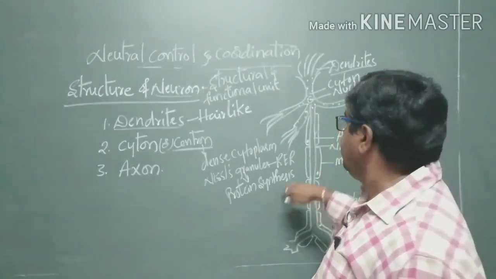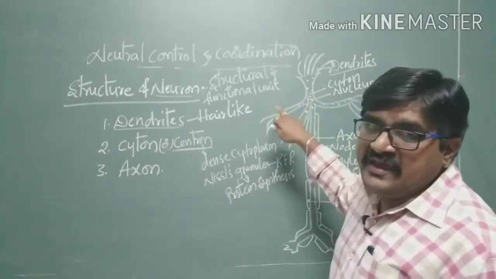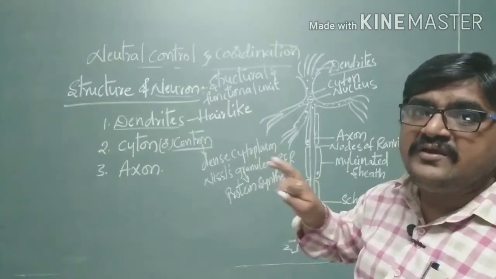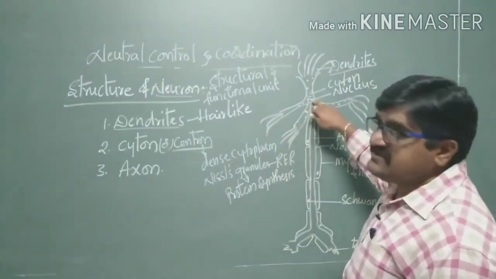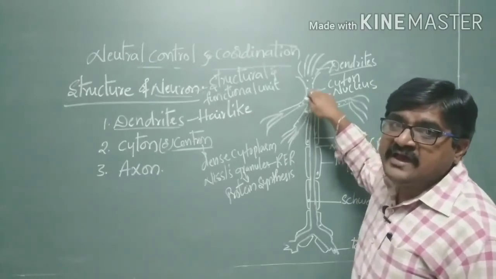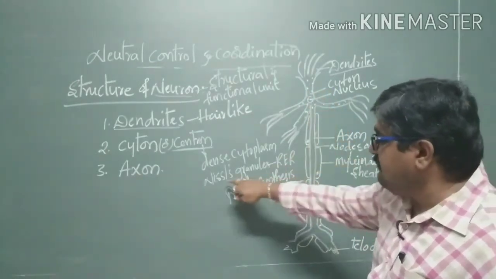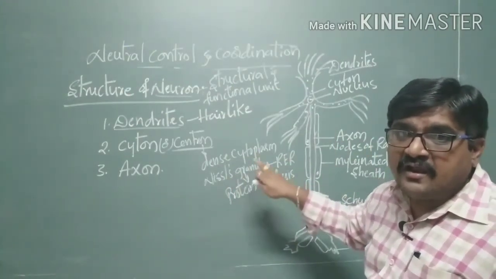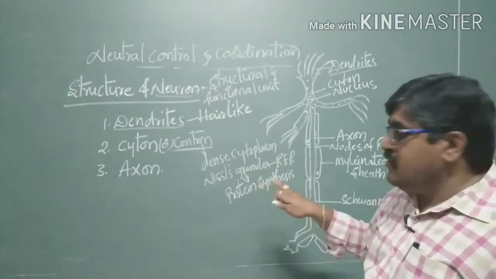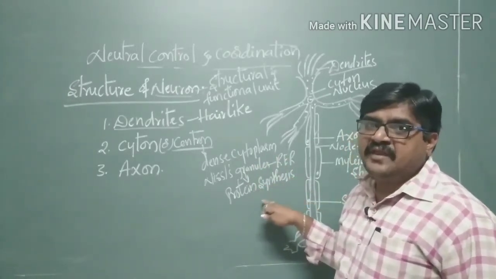So that takes place, and the cyton also has a dense cytoplasm, and in the center of the cyton there is a nucleus. So it has a centrally placed nucleus, surrounded by dense cytoplasm. Along with the cytoplasm it consists of Nissl's granules. These Nissl's granules consist of rough endoplasmic reticulum, which is meant for protein synthesis.